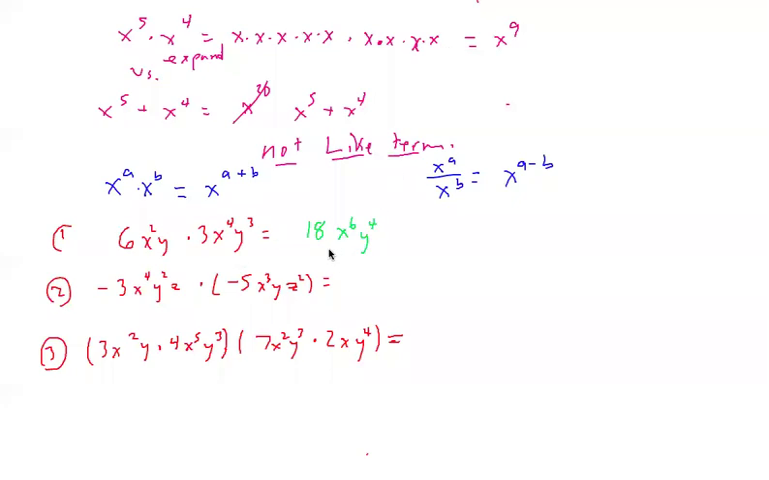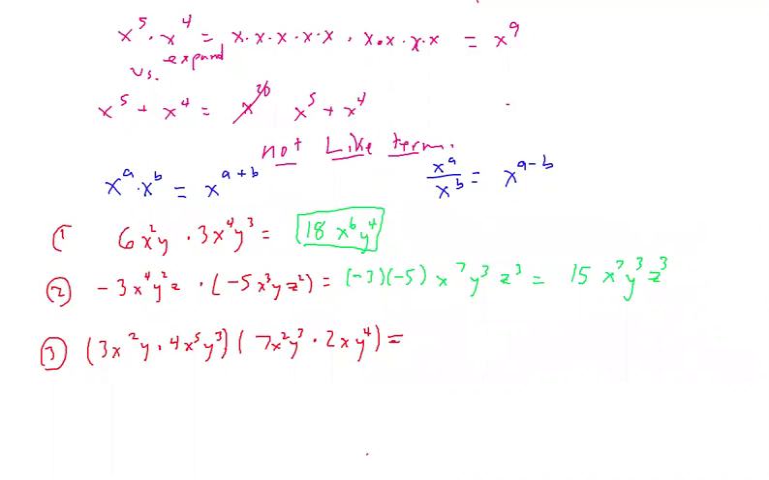Let's just do this one here in our heads. 6 times 3, x squared times x to the 4th, and y times y cubed. You should have got this for your answer. This one I did, took the negative coefficients out first. Negative 3 times negative 5. Then I'm doing this part in my head, x to the 4th times x to the 3rd, using this rule, and so forth.